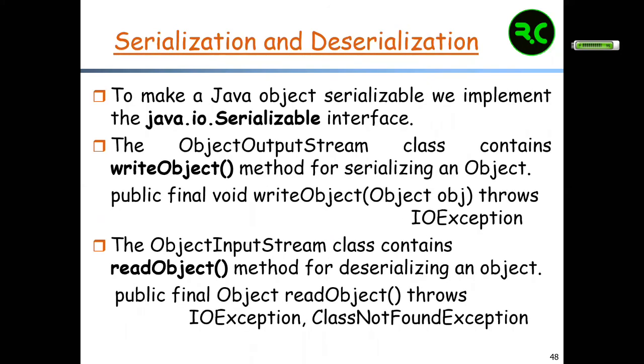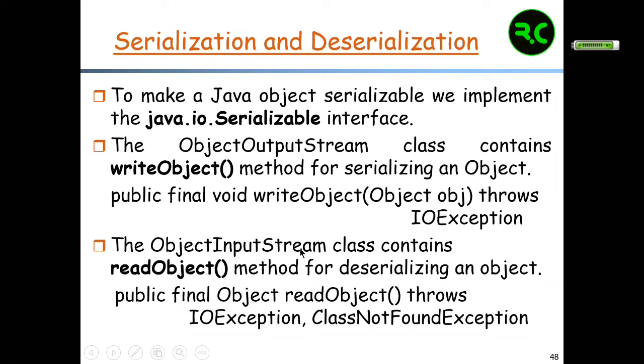Okay, to make a Java object serializable, we need to implement the java.io.Serializable interface. There is an interface called Serializable. We need to implement that Serializable interface to make any class a serializable class to be used for serialization purposes. And the ObjectOutputStream class contains the writeObject method for serializing an object.